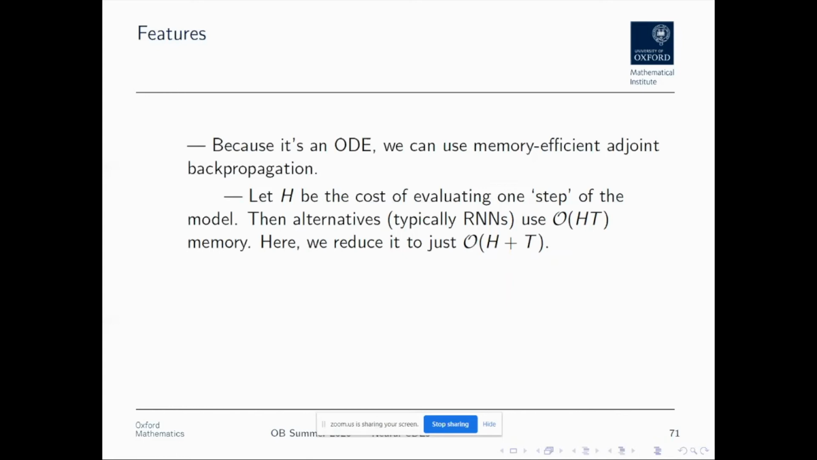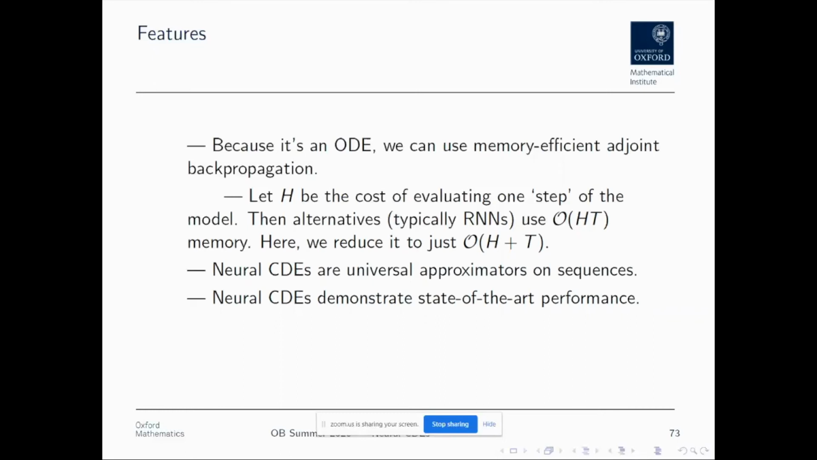Next up, because we have this beautiful theory of controlled differential equations, which we understand quite well, we can use this to prove universal approximation, which is one of these results which you usually want to show when you introduce a new model. It says that you're able to, in principle, do anything, and neural CDEs satisfy this property. And then, we probably wouldn't be discussing these if this wasn't the case, but neural CDEs demonstrate state-of-the-art performance.